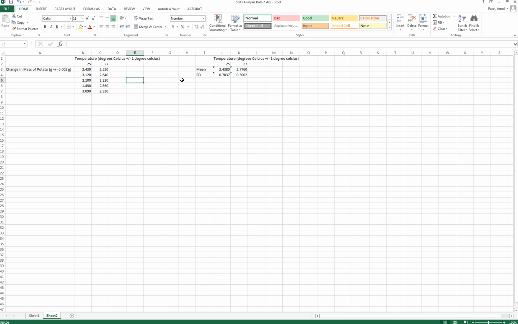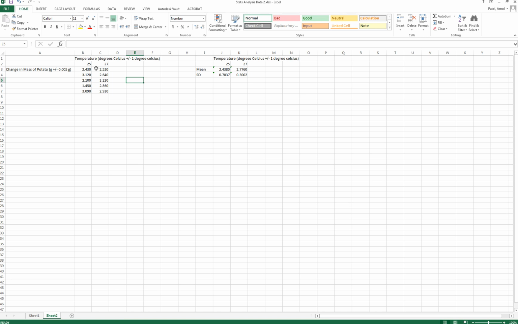So again, my null hypothesis would be that there is no difference in the change of mass of a potato between these two temperatures. Not that temperature doesn't affect it, but these two temperatures are not going to have a drastic effect on, or won't have an effect on, the change of mass in the potato. My alternative hypothesis might be that at the higher temperature, there will be a greater increase in the mass of the potato over time. All right, something like that.